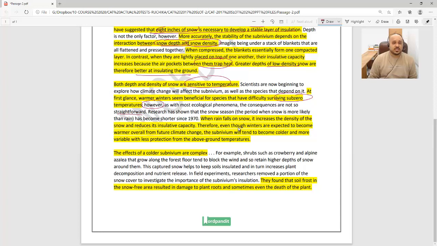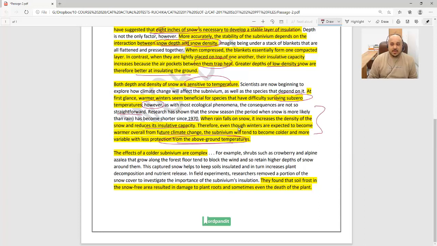Research has shown that snow season has become shorter since 1970. When rain falls on snow, it increases the density of the snow, reduces its insulative capacity. Therefore, even though winters are expected to become warmer overall from future climate change, the subnivium will tend to become colder and more variable with less protection from the above ground temperatures.